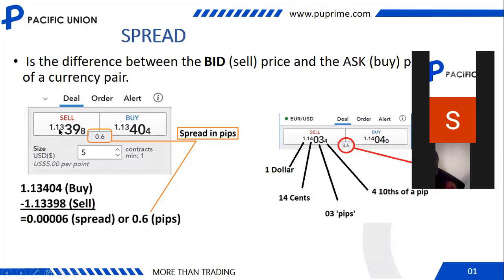So the bid price is 1.13398 as a point, and the ask price is 1.13404. So what we did, for us to get the spread, we said 1.13404 minus 1.13398. What we are saying is, when you remove the bid price from the ask price, you have 0.06 pips.